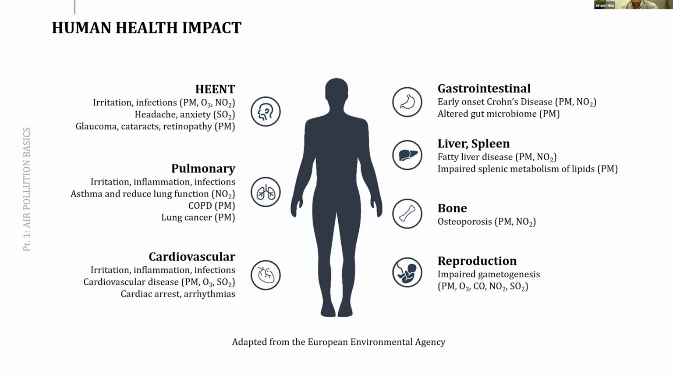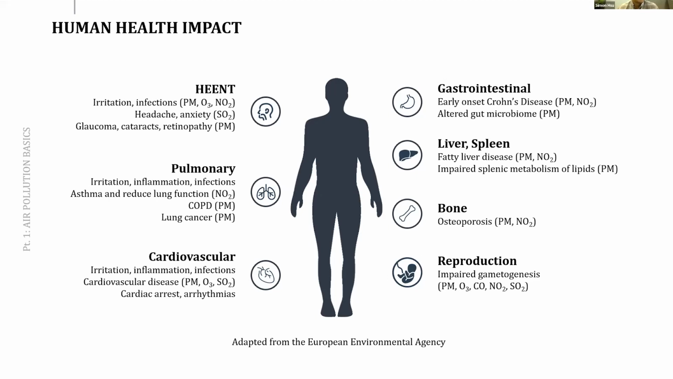So since then, studies have really shown air pollution to affect pretty much every organ in the body, extending beyond the nasal, pharyngeal, and cardiopulmonary systems. And this is a figure that I adapted from the European Environmental Agency. And while some of the things on the left you might have expected, the things on the right really surprised me. So air pollution has been linked with early onset Crohn's, things like fatty liver disease, impaired splenic metabolism of lipids, and even the bone and reproduction.